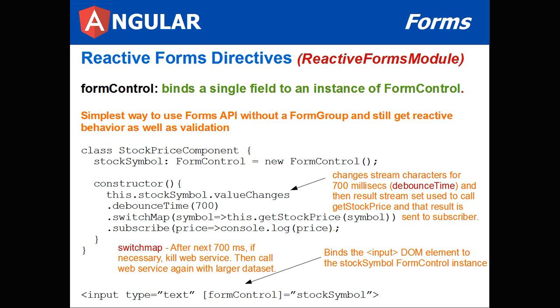Okay, so value changes streams characters for 700 milliseconds using debounce time, and then the result stream is used to call get stock price, and that result is sent to the subscriber.